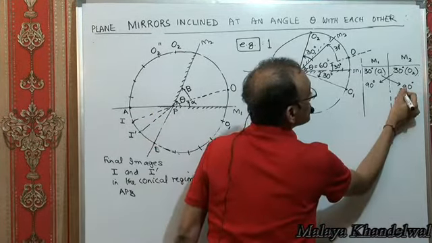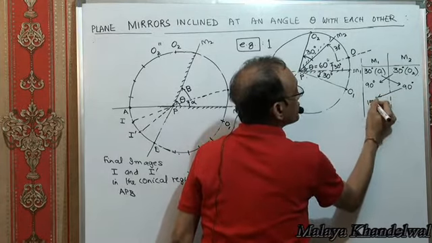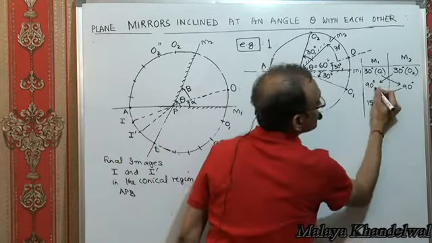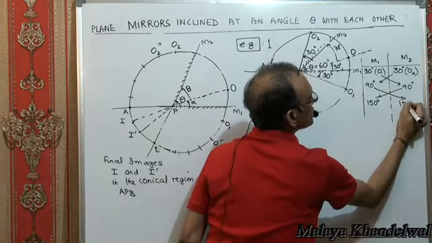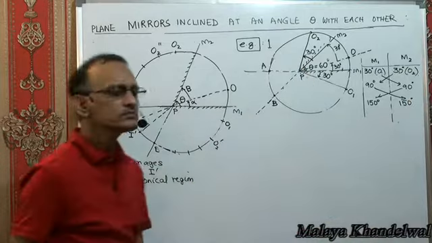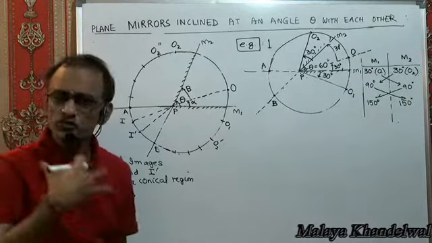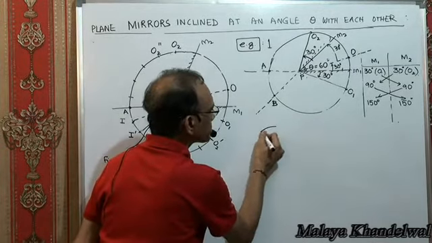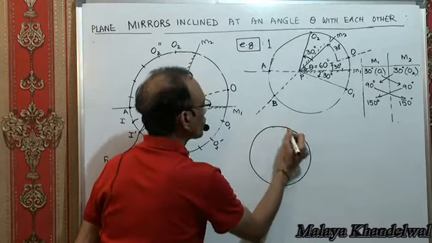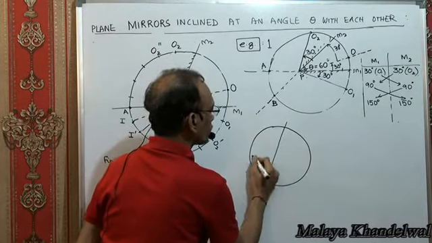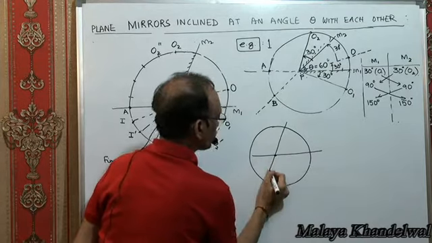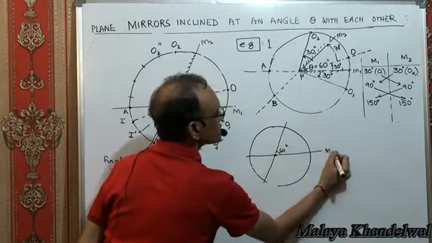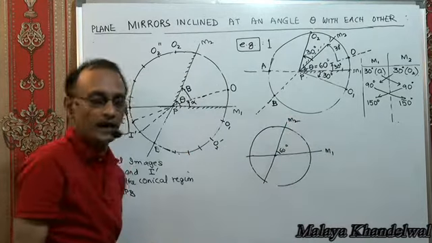And then I add 60 degrees to this, 150 degrees. And I add another 60 degrees to this. I get the next image from M2, 150 degrees. Right? That means now what has really happened is, look, this is 60 degrees. This was the mirror M1, this was the mirror M2, right?